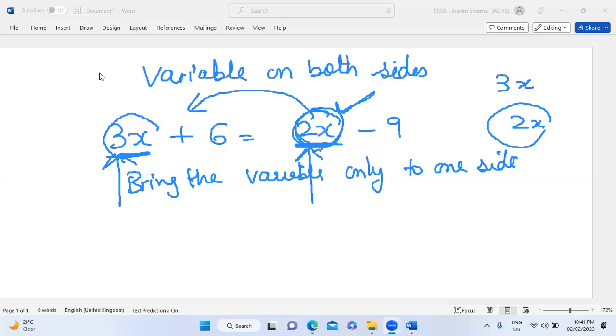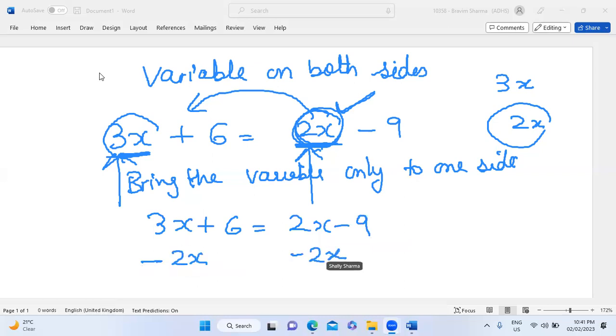so if we will be subtracting this 2x here, what will happen? This is 3x plus 6 is equal to 2x minus 9. I will be subtracting 2x here and 2x here. By doing so, 3x minus 2x, we will be getting just an x.